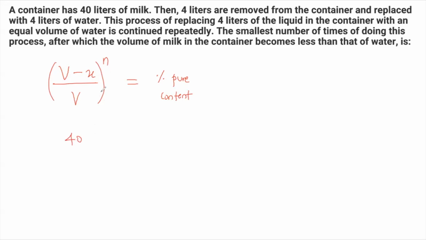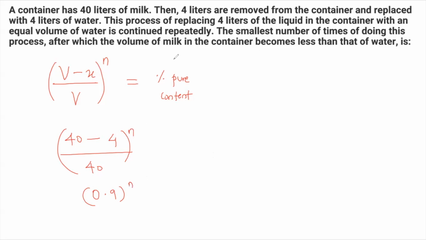So in this case, we have a 40 liter container, so V is 40, from which you are removing 4 liters every time and replacing by water. So after every transaction, the content of milk left would be 40 minus 4 upon 40. This basically is 0.9 in terms of fractions. So in one transaction, the content of milk becomes 0.9 times. In two transactions, it will become 0.9 squared. After three transactions, this would become 0.9 raised to 3. So after n transactions, guys, the fraction of pure milk in this solution becomes 0.9 raised to n.